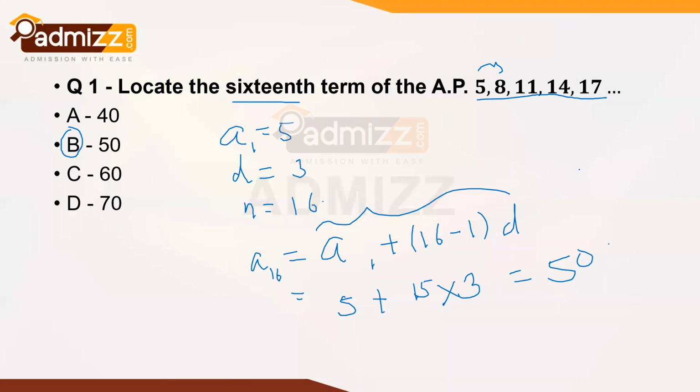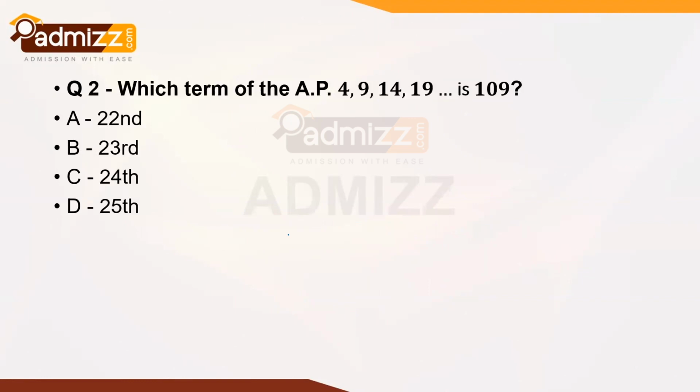It's fairly simple. I hope most of you got this, right? Is anyone confused in this? All right, assuming not, let's move on to the second question. Which term of the arithmetic progression this is 109?